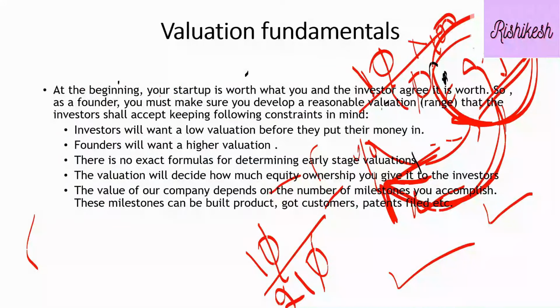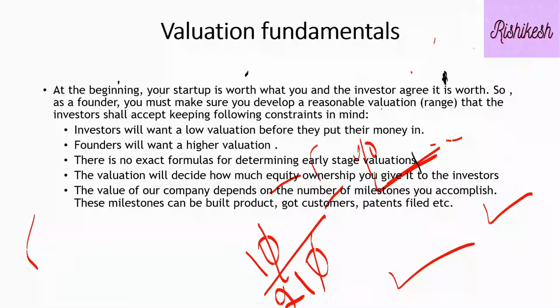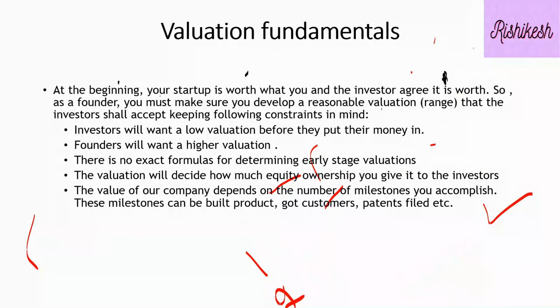But on the other hand, founders will always want a higher valuation, because they want to sell a lesser stake at a particular investment, right? So they want to shell out a lesser stake for a particular amount of investment. So there are opposite interests over here, right? The investor will always want a lower valuation before they put in their money, and the founders will always want a higher valuation.